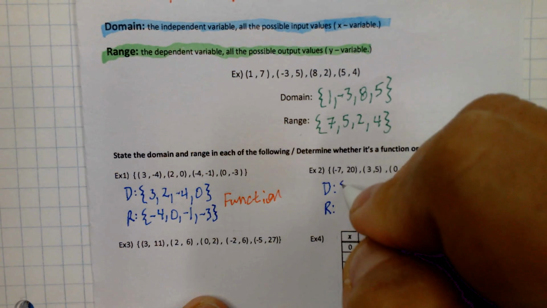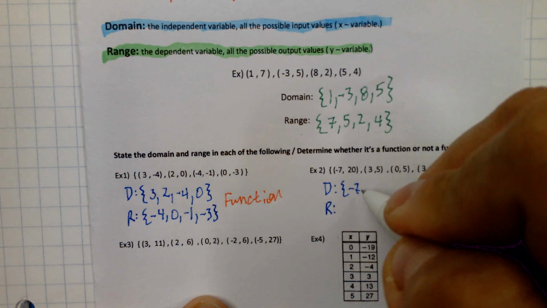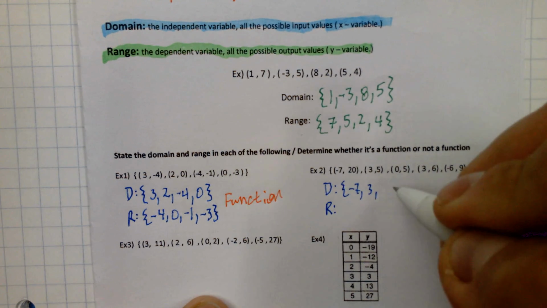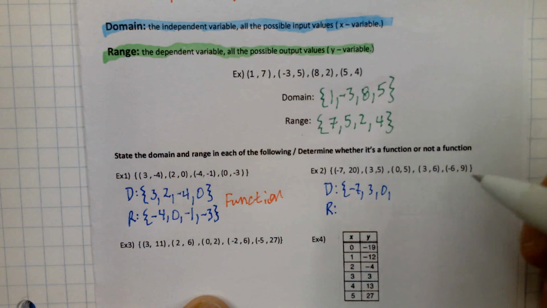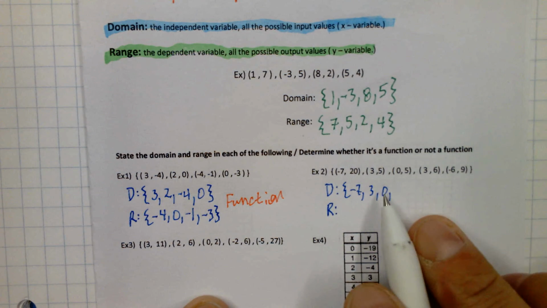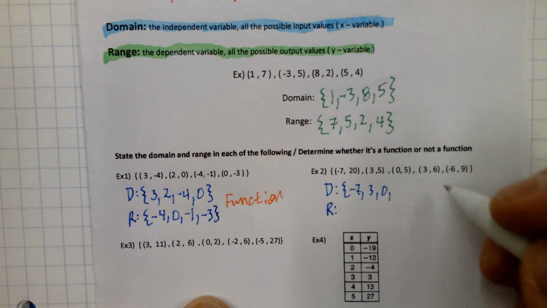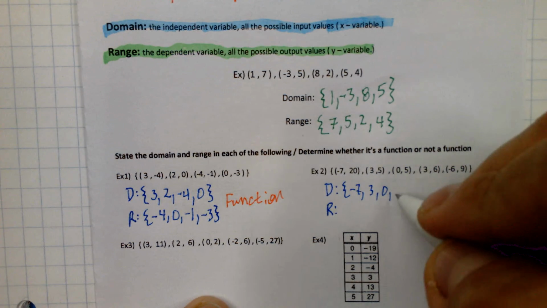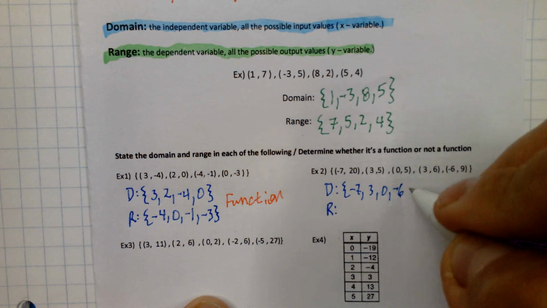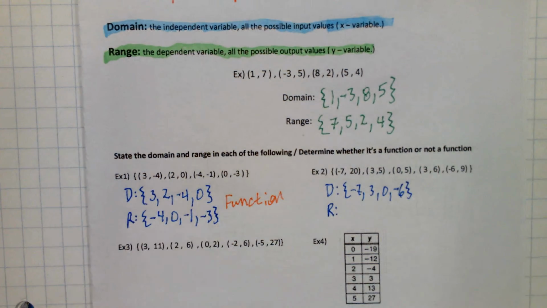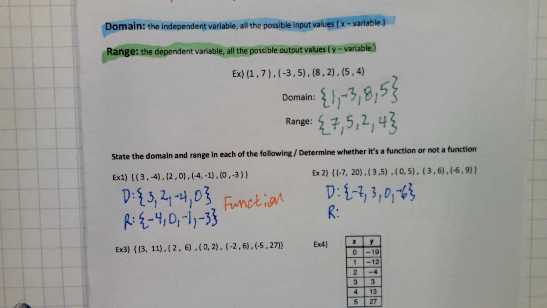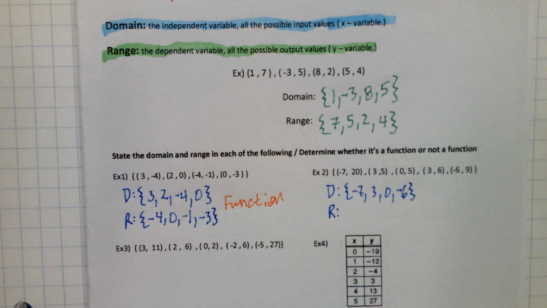Let's list the domain. -7, 3, 0. 3, we already came up with the 3, right? So we don't write the second 3, but we will write the -6 that came after it. So there we go. That's our domain. Don't have to list the 3 twice.